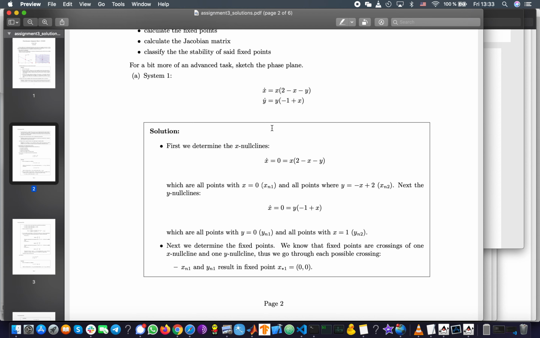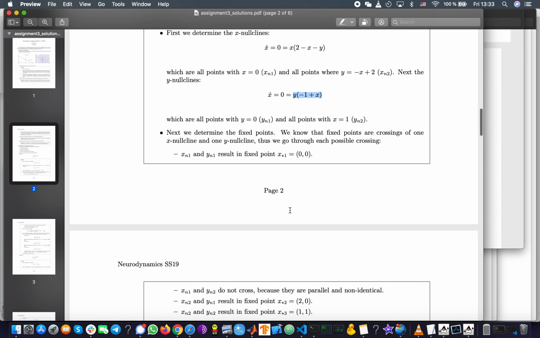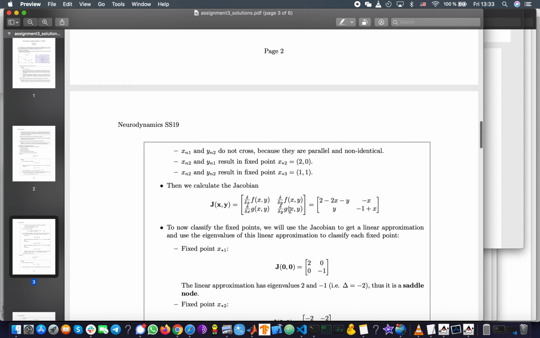And again, for finding the null lines, you can put x dot equal to 0. Therefore, one of the factors is equal to 0, right? So whether x is equal to 0 or 2 minus x minus y is equal to 0. And also you can find y dot as well. The x null lines and the y null lines are achievable like this.